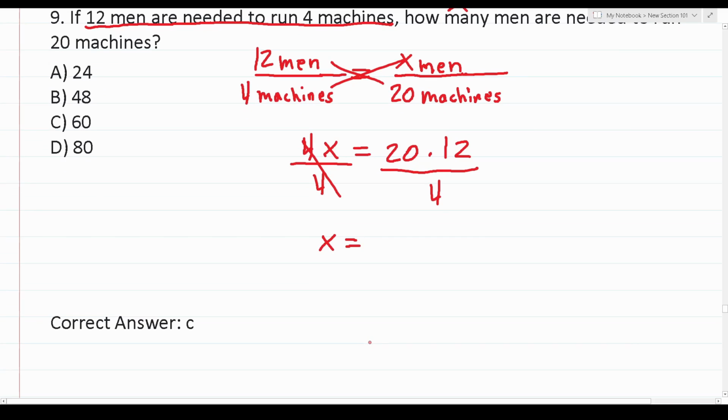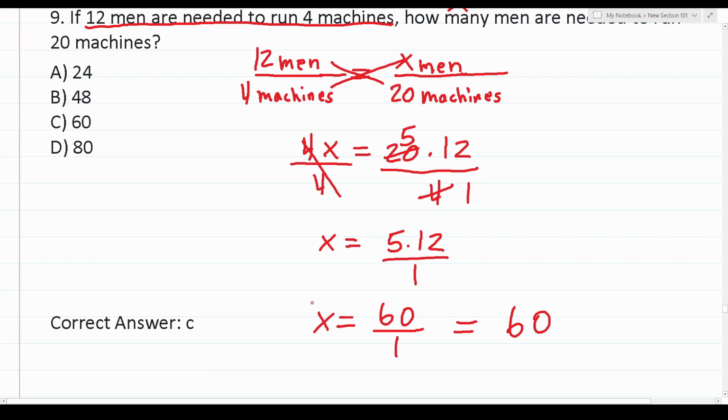And let's talk about how we can simplify this without having to do a lot of work. Well, you can actually do it like this. You can say 4 goes into 4 one time, 4 goes into 20 five times. So this becomes 5 times 12 over 1. 5 times 12 is 60 over 1. Anything over 1 is just itself, so 60 over 1 is just 60. So to answer this question, it would take C, 60 men to run 20 machines if it takes 12 men to run 4 machines. All right, so that's that one.